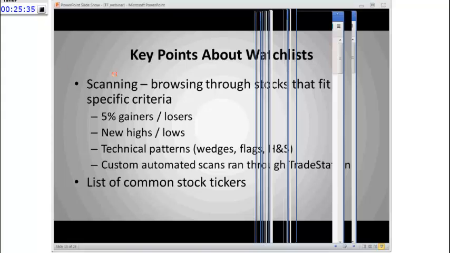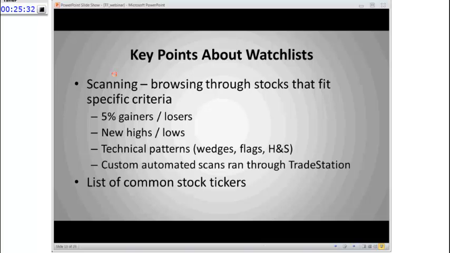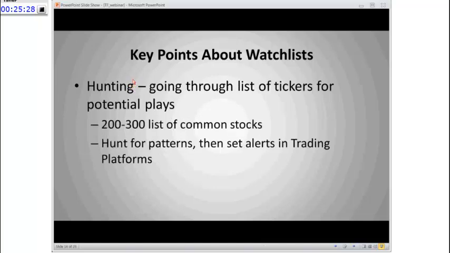Okay, so that's step number one. Step number two is hunting. So after we do our scanning, basically what Nikki will do is go through a list of 200 to 300 stocks that we've traded in the past, and just basically look for stocks that are coming into play. The goal here is to discover stocks before the mass amount of traders do. You want to be early to the game, but you don't want to be so early that you're trading stocks that aren't attractive to other traders. And what Nikki does is she actually hunts for patterns and then sets alerts.